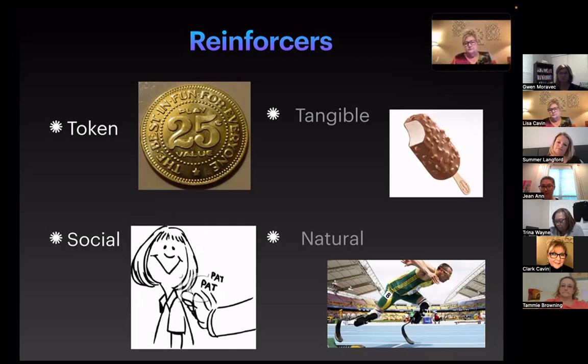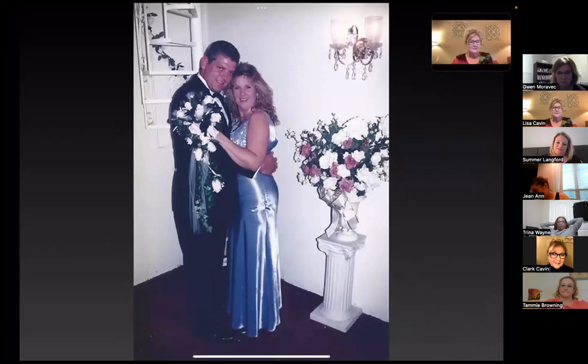Lisa will get all dressed up and look at herself in the mirror, and that's a natural reinforcer when she sees how pretty she is, and all those types of things. Or I can help her by the social reinforcement by telling her how pretty she is. So those are 4 types of reinforcers that can be used. I know that budgets are often a problem, so all of this I want us to keep in mind.